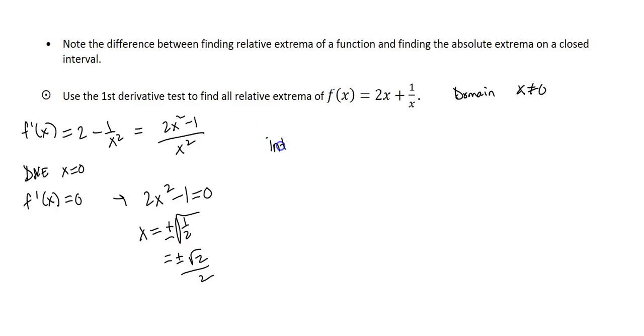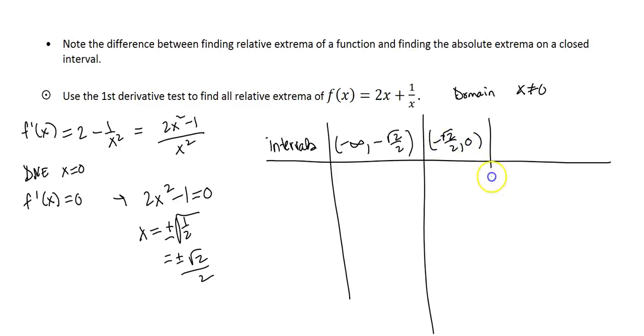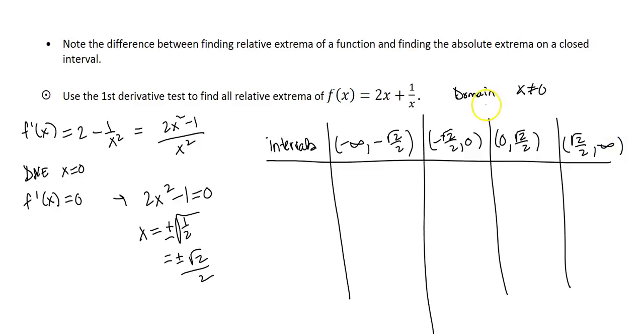So when I set up my intervals, I'm going to go from negative infinity to negative root 2 over 2. I'm going to have negative root 2 over 2 to 0. I'm going to have 0 to root 2 over 2, and I'm going to have root 2 over 2 to infinity. And if you need to remind yourself that it doesn't exist at 0, you've got an asymptote there. There's nothing wrong with just drawing a dashed line or making some kind of notation that helps you remember that.